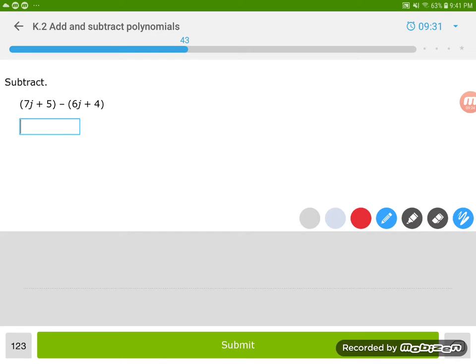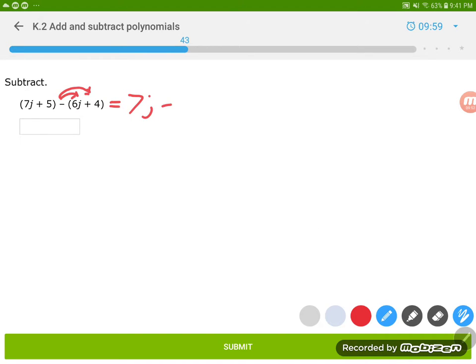Alright, so same deal. So, I think it's better if you go ahead and distribute the negative. Again, you don't have to do this, but then realize, if you're subtracting, say we had like 5 minus 6, you would have to remember that 5 minus 6 is going to be a negative number. Okay, so this will equal 7j plus 5, and then distributing our negative, we will have negative 6j minus 4.